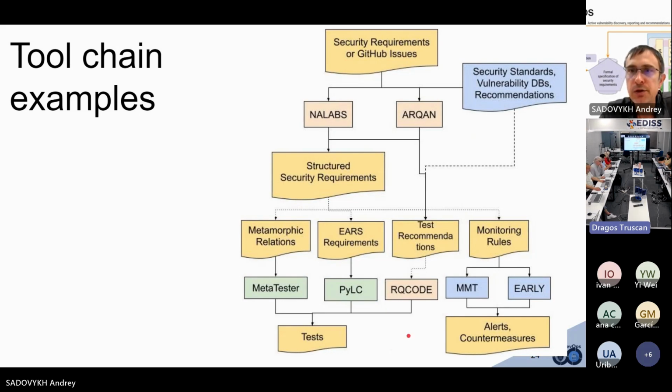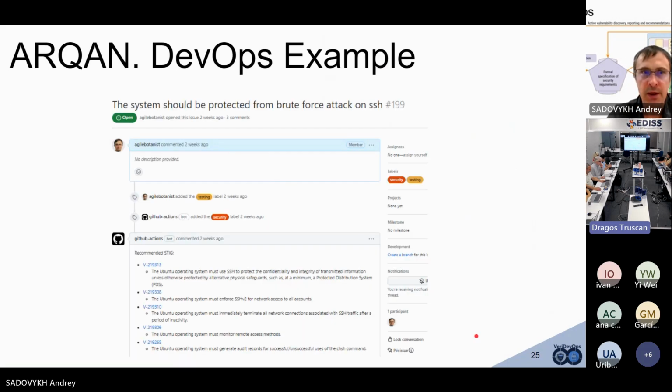Right. So also the semi-structured requirements can be applied to monitoring rules and Monty-Marsh tools, and tools like OBO can actually create specific alerts and countermeasures so that the developers and DevOps specialists are informed about various security anomalies.